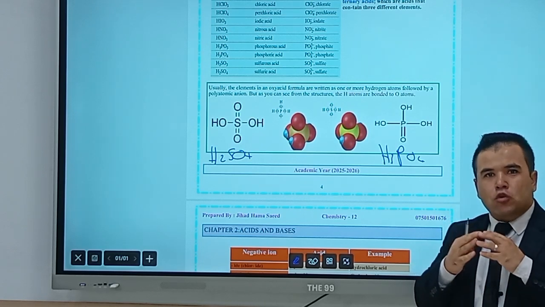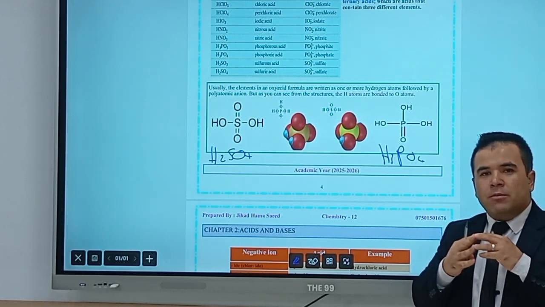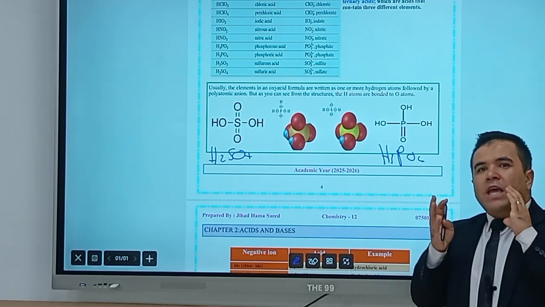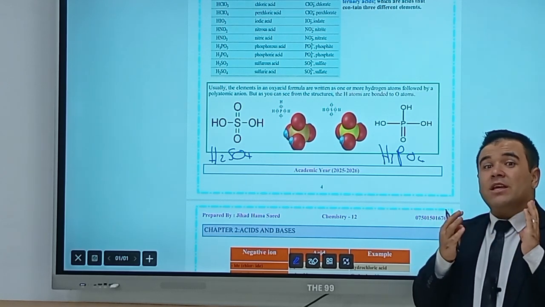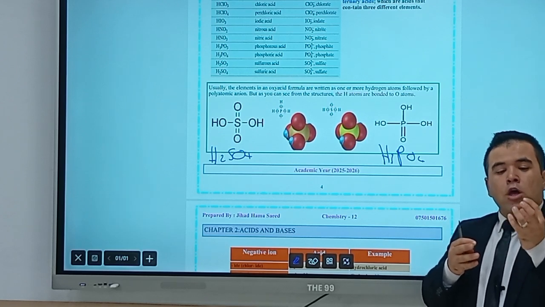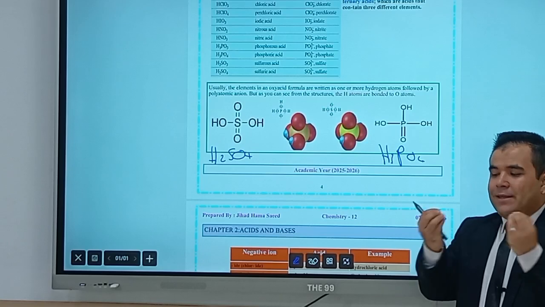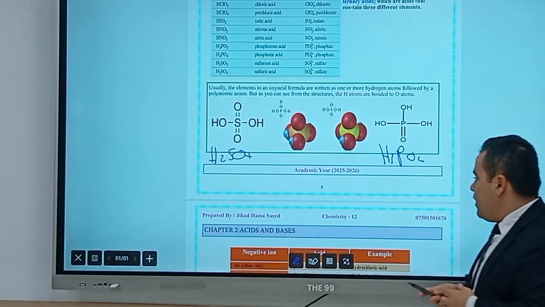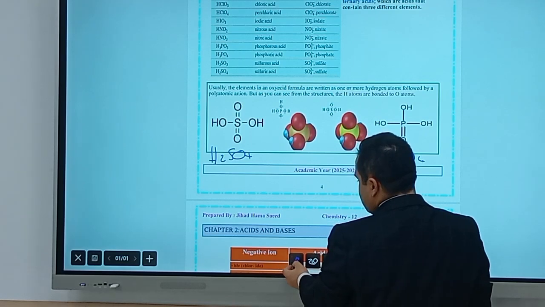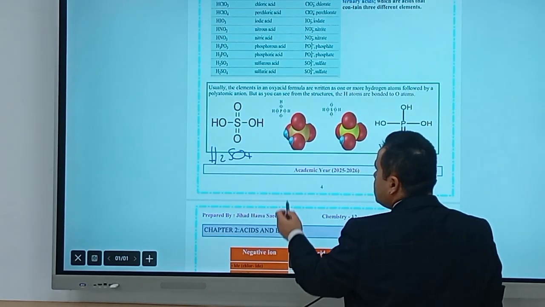We'll be talking about the hydroxyl group. They are different from the hydroxides. All the oxyacids contain a hydroxyl group. And what's the hydroxyl group? The hydroxyl group is the group in which the oxygen and the hydrogen are bonded together in the acids. So here we can represent the structure of the oxyacids.